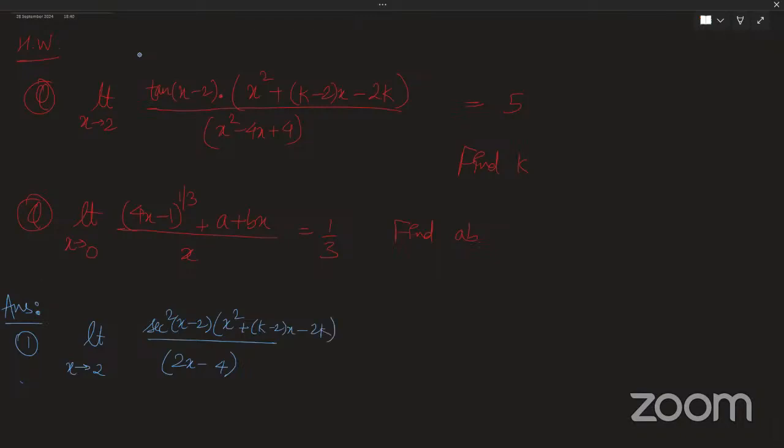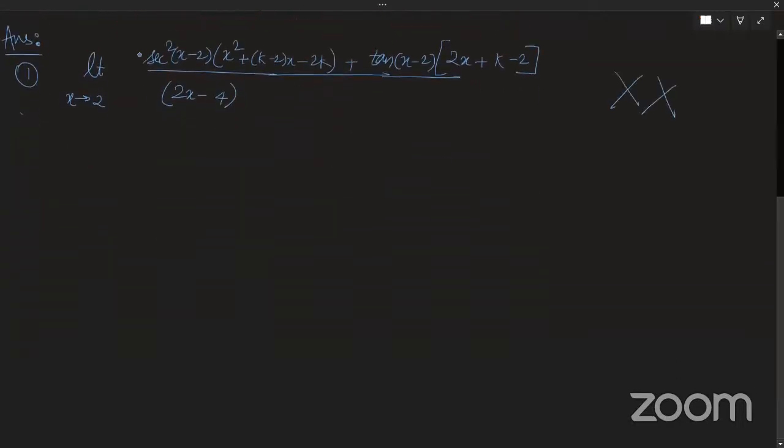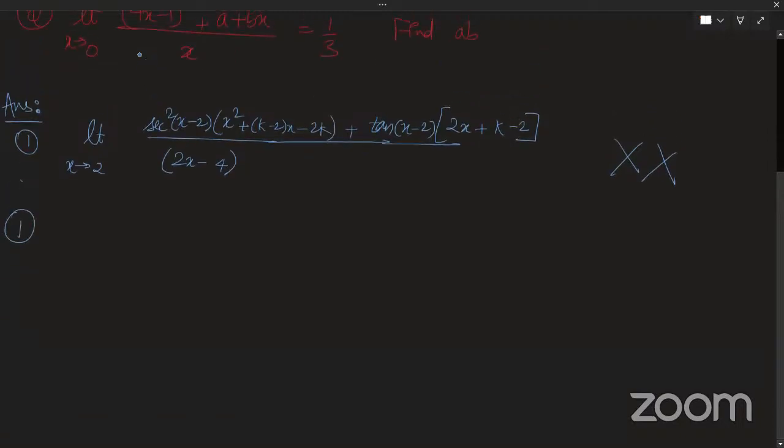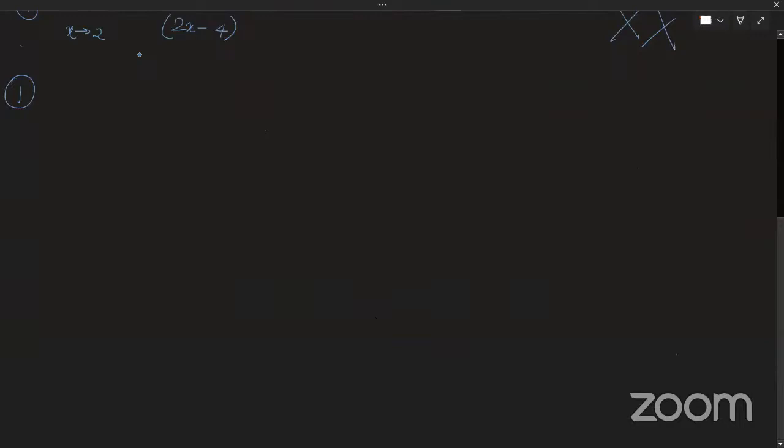It will go really, really long. After that, you will differentiate the second function and keep the first function intact. So it will be 2x plus k minus 2. Then you will need to differentiate again, and it will go really long. I don't think this method is suitable because you need to differentiate two times and the functions get a little bit complex. So it is not worthy. Let us have a look at some other method.